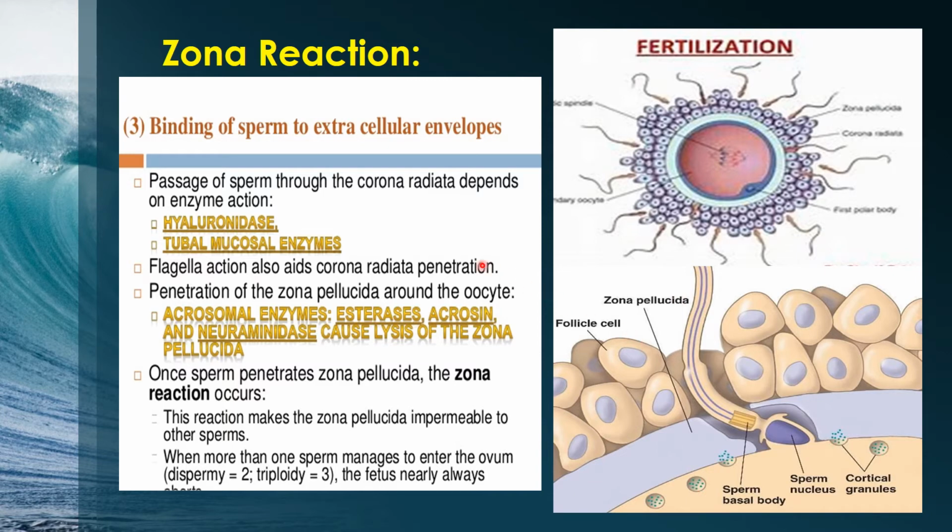So you can see here the other enzymes which are released when it passes through the corona radiata: the hyaluronidase enzyme, and also enzymes released from the mucosa of the tube, which also facilitate its passage through the corona radiata, plus, as we have discussed, the flagellar action of this sperm also helps its penetration. And there are various enzymes released from the acrosome when it comes in contact with the zona pellucida, the esterases, the acrosin, and neuraminidase, which cause the lysis of the zona pellucida. But the most important one is the acrosin. So this is the diagram showing you a clear picture.